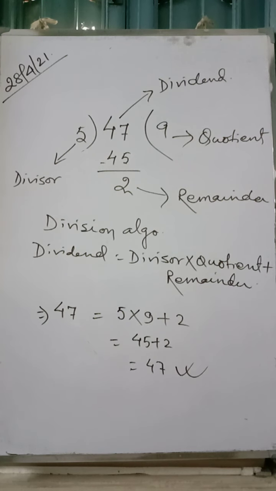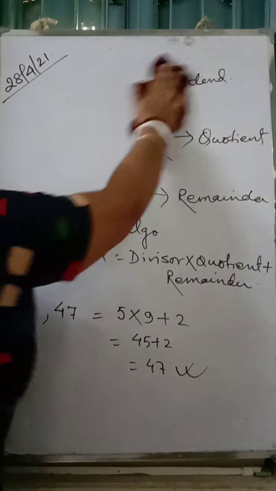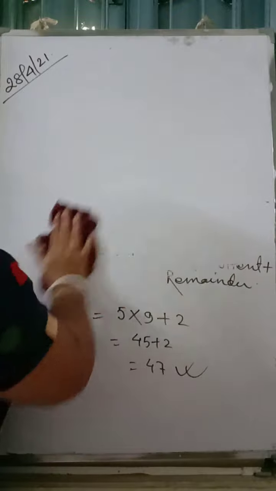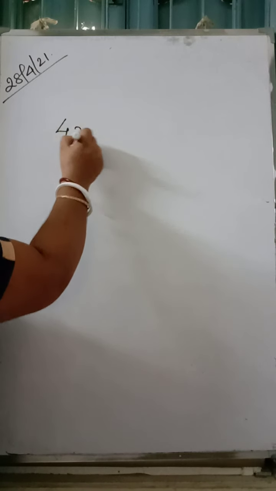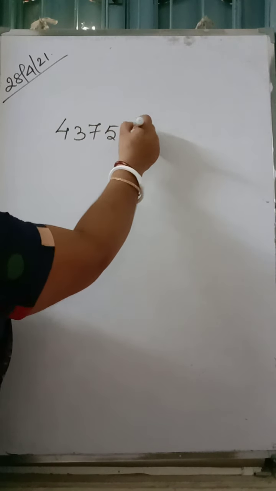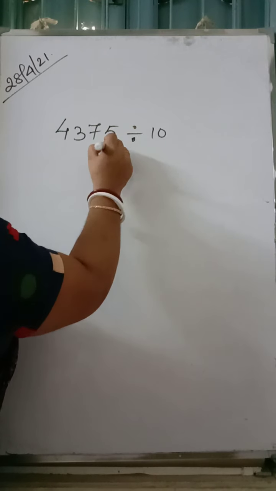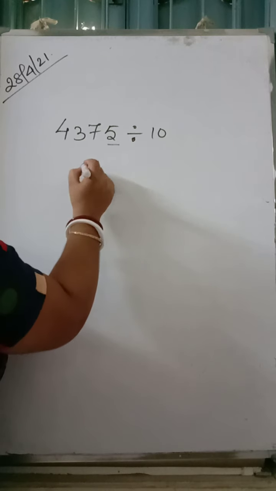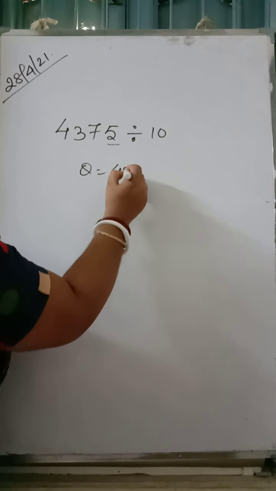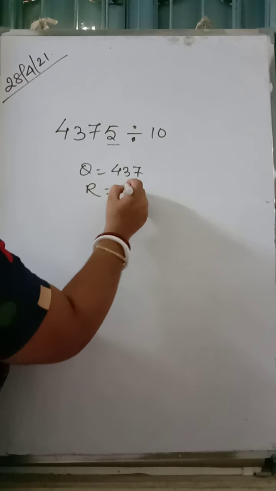Now if a number is divided by 10, 100 and 1000, in simple terms, we don't need to multiply or divide them. What to do? If any number is divided by 10, the digit at the unit place would be the remainder. Just for example, 4375. If it is divided by 10, one digit will be the remainder. Then the quotient will be the leftover digits 437, and the remainder would be 5.